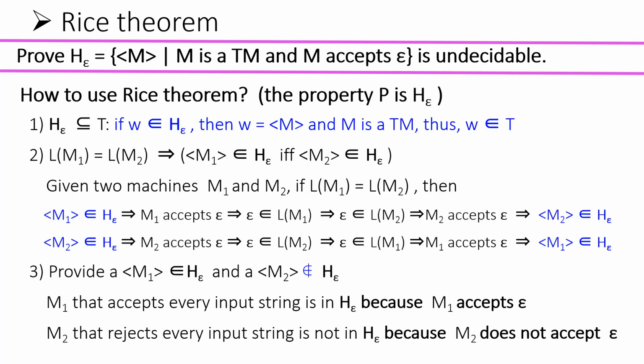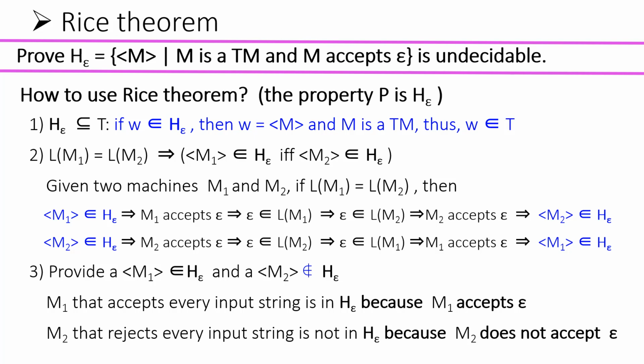Now we show how we use Rice's theorem to prove this language is undecidable. We first show that H epsilon is a subset of T. To do so, we only need to show that every string in H epsilon is also in T. The reasoning goes like this.